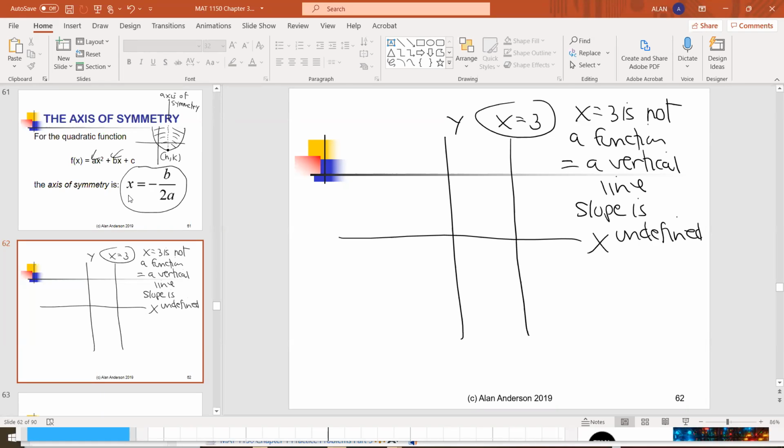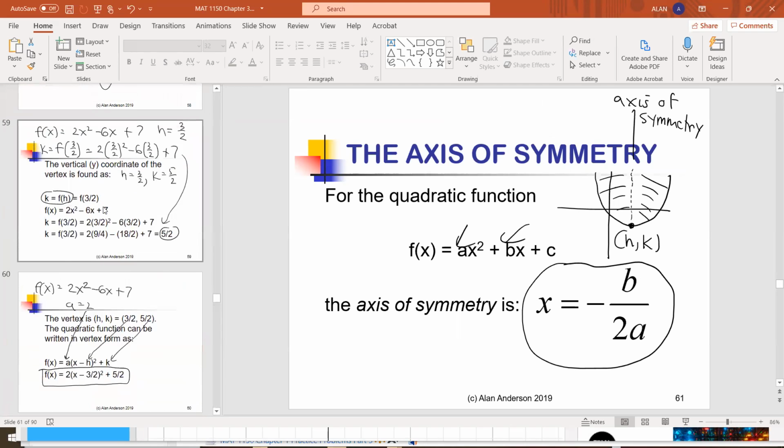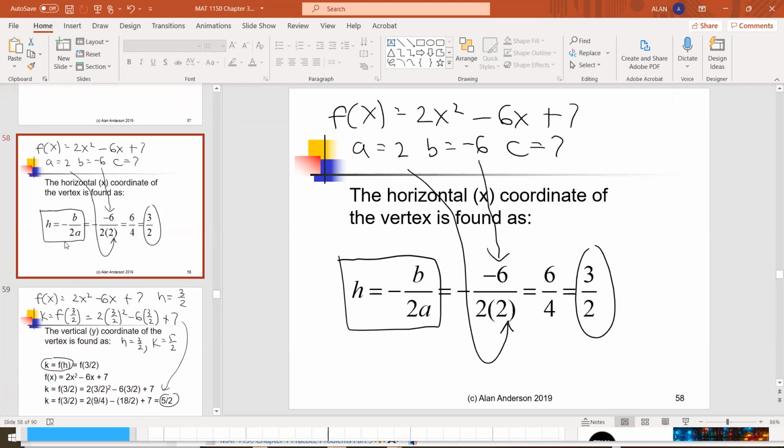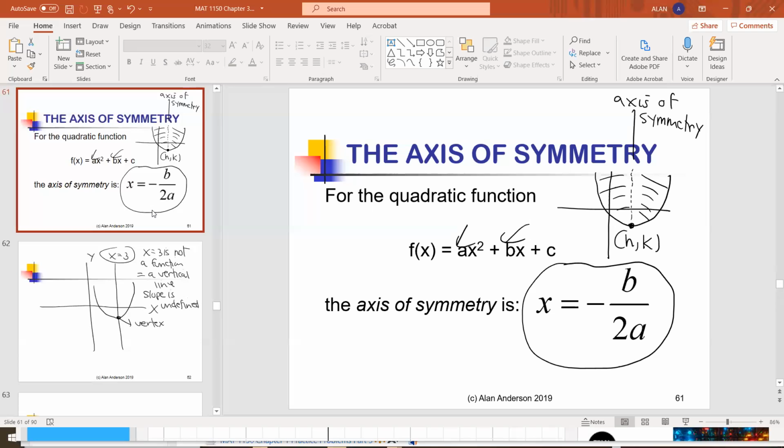So the axis of symmetry is a vertical line. And it's the vertical line that cuts through the vertex of this parabola. So it's a very straightforward idea because if you look at it carefully, you might recall that we saw earlier H is minus B over 2A. So basically all you're doing is you're finding the vertex and then you're drawing a straight line through it, a vertical line, because H and X are the same number.